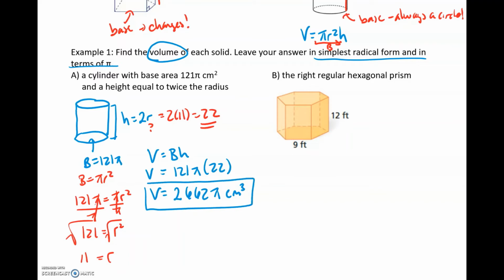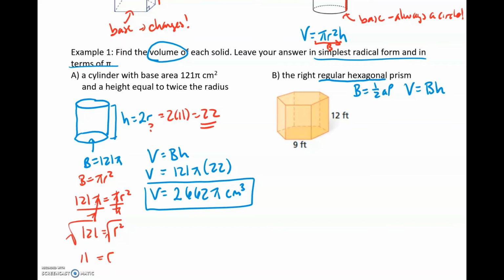All right. If we look at part B, we want to find the volume of this right regular hexagonal prism. A regular hexagon should clue you in that that's our capital B. So we want to go back and think, how do I find the area of a regular hexagon again? One half apothem times perimeter, right? And we're looking for volume, so at the end of the day, we want to do capital B times H. Why don't you take a moment and try to find capital B for me.